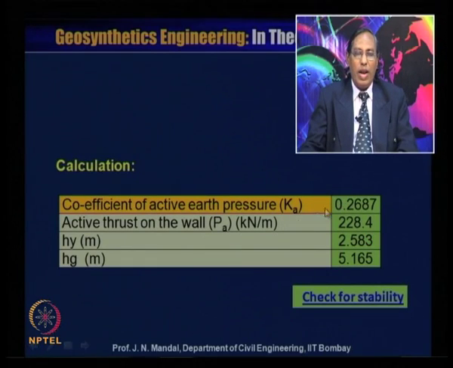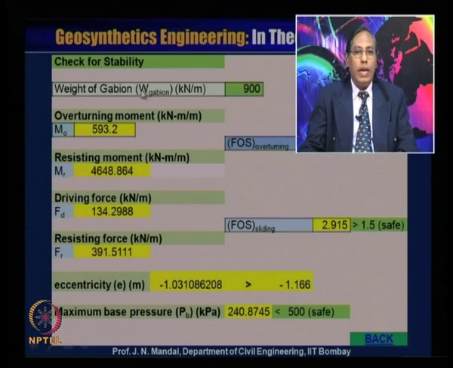So, then ultimately if you calculate, you can obtain that the coefficient of active earth pressure Ka is 0.2687, this is almost 0.27, and active thrust on the wall Pa, that is 228.4 kilonewton per meter. You can also calculate the Hy, that is 2.583, and also you calculate Hg is 5.165, and then you can check the stability.